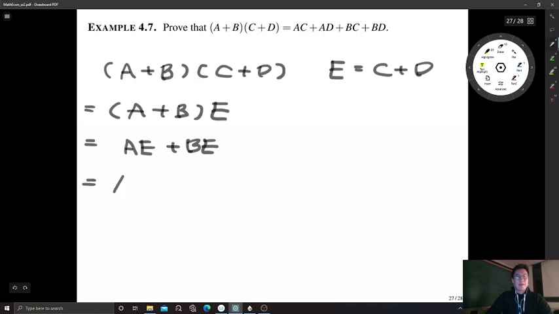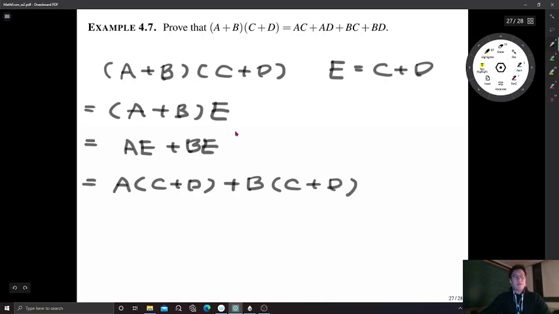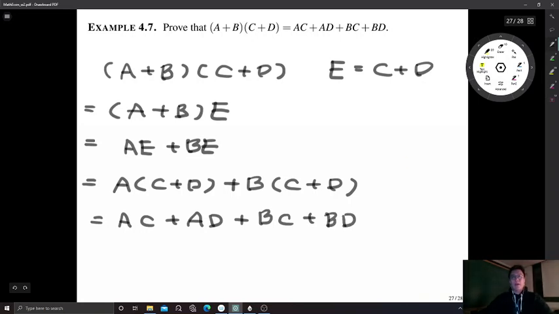Now as E is C plus D, I can substitute back in for E to have this. Now apply the distributive law one more time to each term: AC plus AD and BC plus BD. So we have the same expression here and here. So we prove the statement.